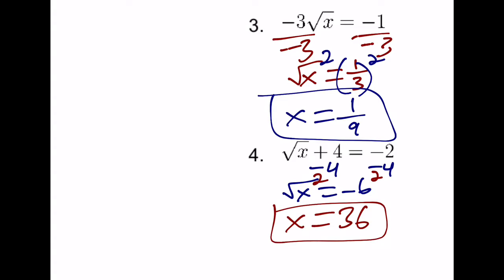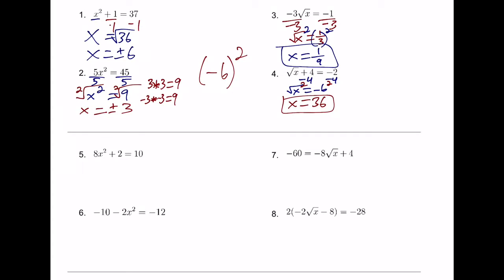Be cautious, because if you enter into your calculator negative 6 squared, what your calculator does, it follows the order of operations. It tells you 6 squared is 36, and then it applies the negative, kind of like this. The way to fix that is to enter it in your calculator in parentheses, and then you get the correct answer, which should be a positive 36.